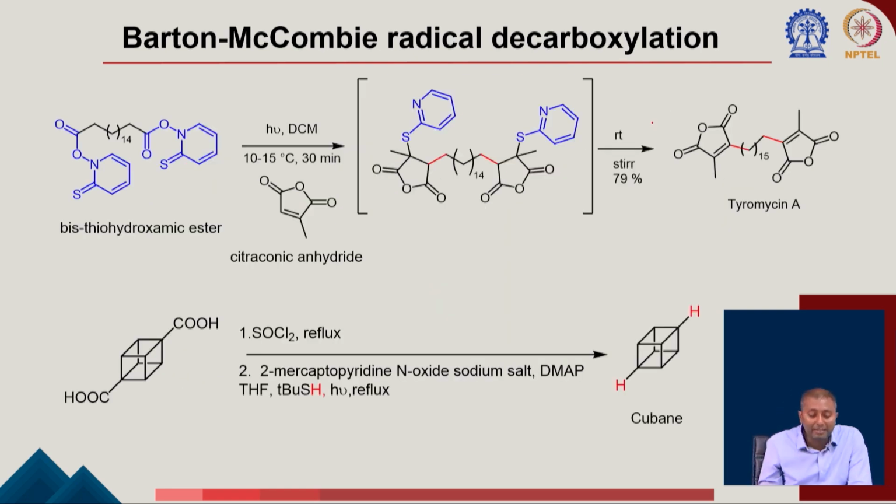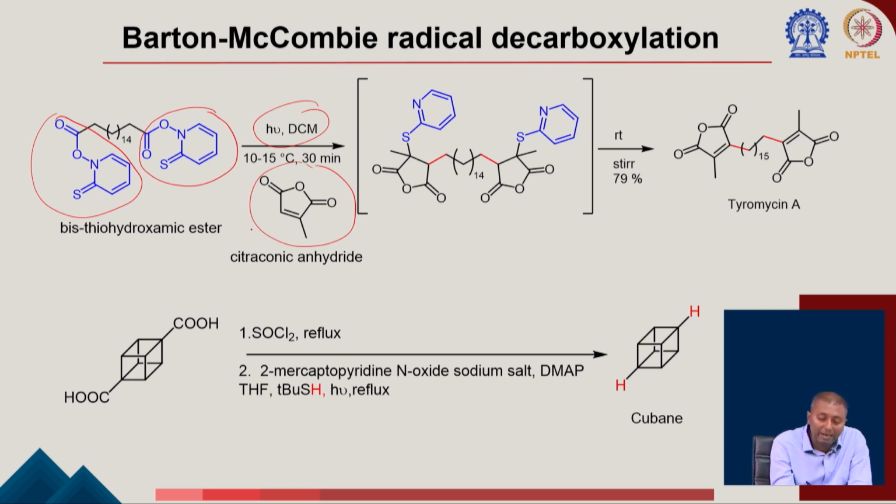So here is another interesting example. Here you can see you have this bis-thiohydroxamate ester. So that means you have it on both sides. This is a dicarboxylic acid. From this dicarboxylic acid, you can make this compound, as I mentioned, by making the corresponding acid chloride and then taking the sodium salt, or you can use an amide coupling reagent to make this. Now what is happening under hv and DCM, and if you take this tetraconic anhydride, it is forming a radical and it is going for a 1,4 addition.